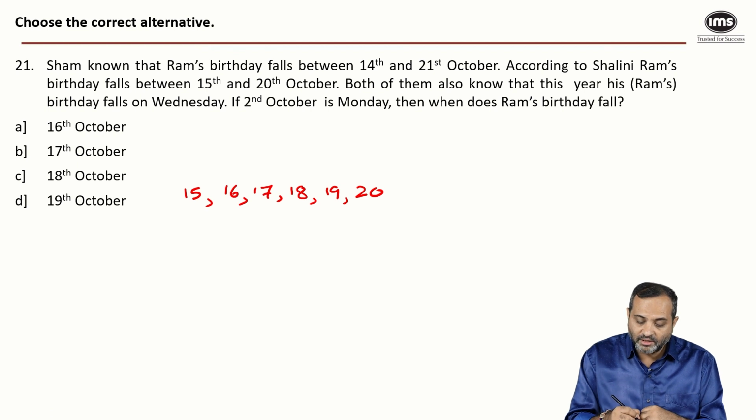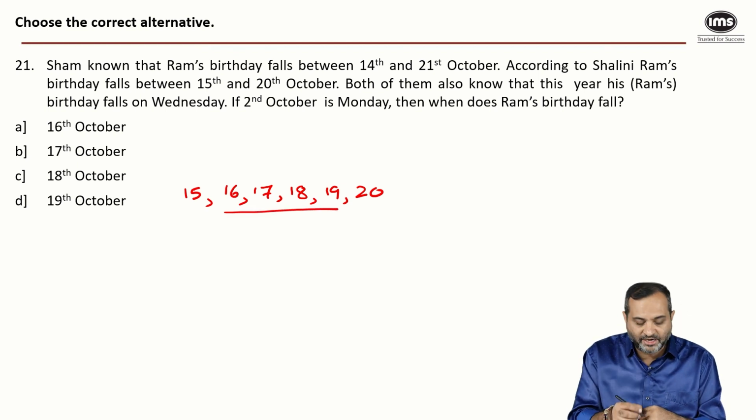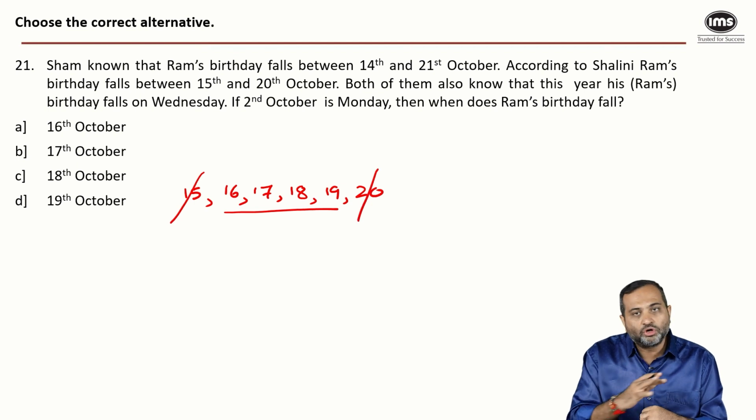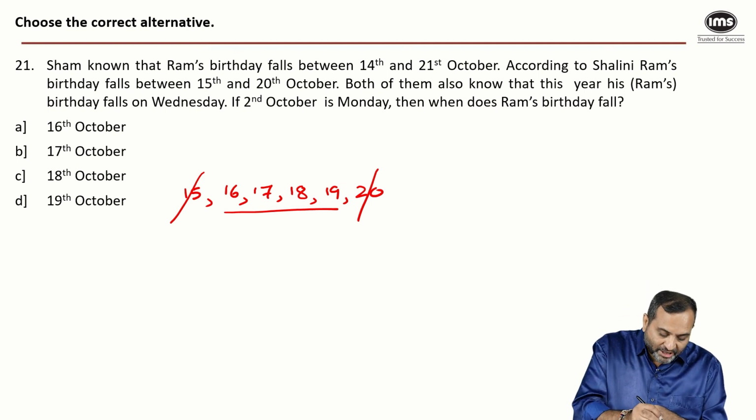According to Shalini, Ram's birthday falls between 15 and 20. Between 15 and 20 means the option has to be 16, 17, 18 or 19. So this too goes out now. Both of them also know that this year Ram's birthday falls on a Wednesday. So it has to be a Wednesday.